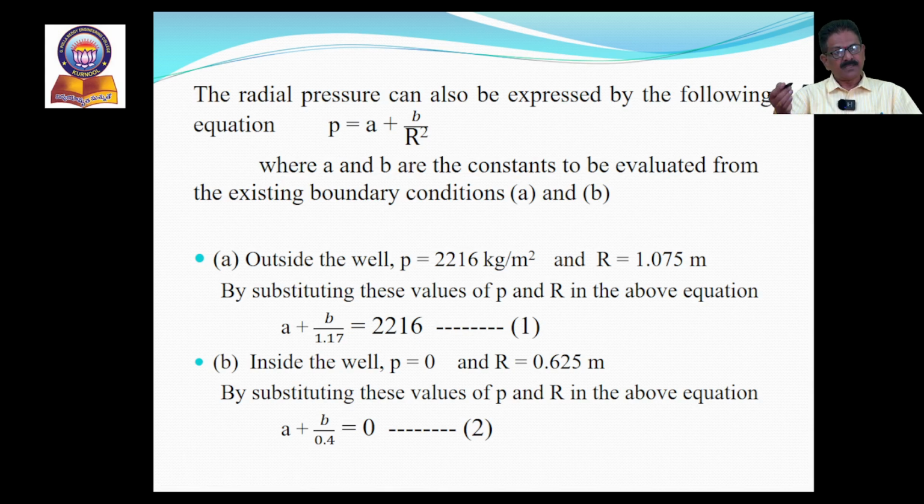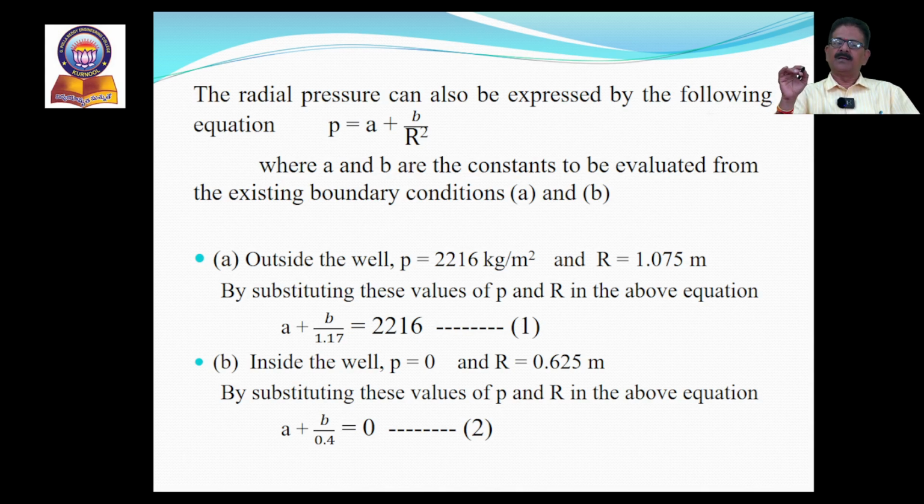Similarly, another condition is inside the well. Inside the well there is no pressure, P is equal to 0, whereas the radial distance is 0.625 meters. Using the same equation, A plus B by 0.625 whole square, which is 0.4, is equal to 0. Let it be equation 2. So these are the two equations established from the existing boundary conditions, outside the well and inside the well.